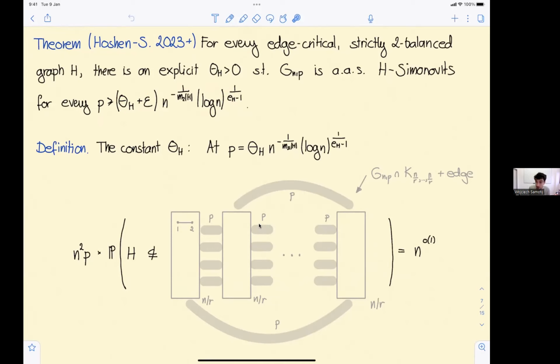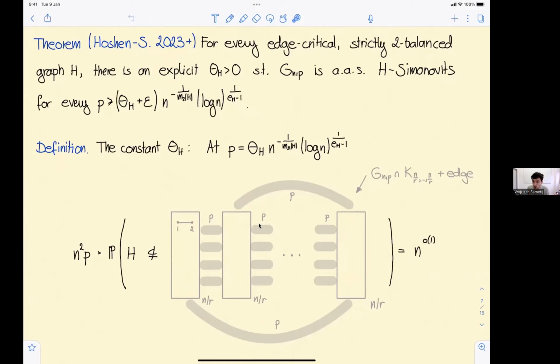I'll say a few words about this in the end. But since we do believe that the constant is optimal, let me try to explain what this constant is. And instead of defining it as a number, I'll explain where it comes from. So what is drawn here is we have one edge between 1 and 2, and I've divided the vertex set of G(n,p) into r classes of equal size. So here, r is the chromatic number of H minus 1. Now, instead of drawing here the complete bipartite graphs between the classes, we keep edges with probability p. But this edge is added with probability 1. And now the question that we're asking is: is H contained in this graph?